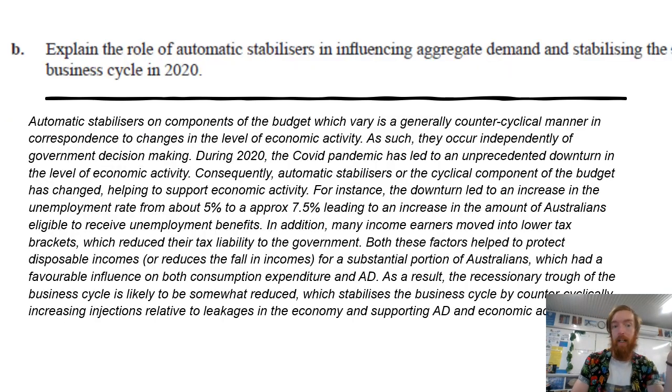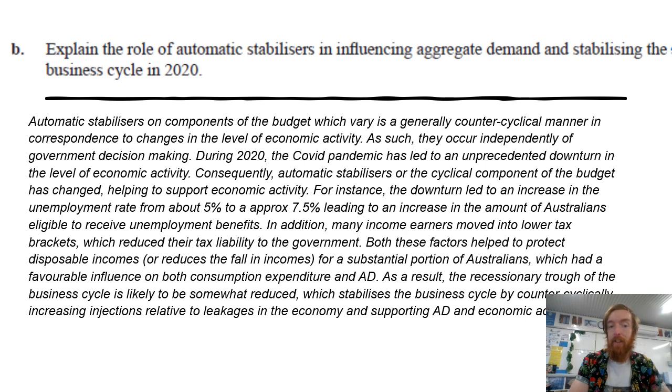So then we're going to look at VCE's sample answer. Automatic stabilizers are components of the budget which vary in a generally countercyclical manner in correspondence to changes in the level of economic activity. As such, they occur independently of government decision making. During 2020, the COVID pandemic has led to unprecedented downturns in economic activity. Consequently, automatic stabilizers, or the cyclical component of the budget, have changed, helping to support economic activity.